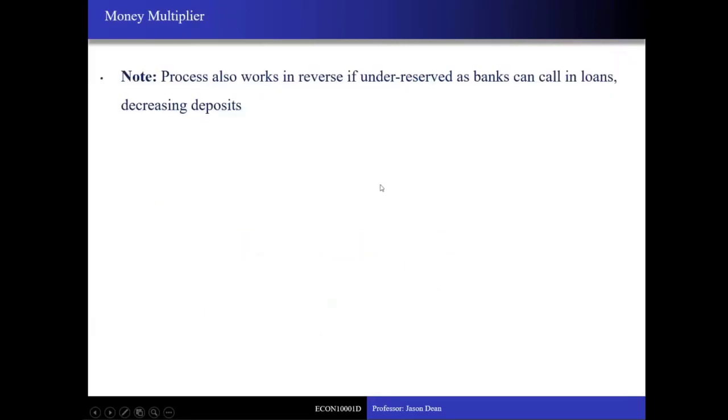Okay, and the process also works in reverse. If the bank is under-reserved, in that case, we're going to say they would call in loans, which would decrease deposits. So we won't get into the legal issues of this.